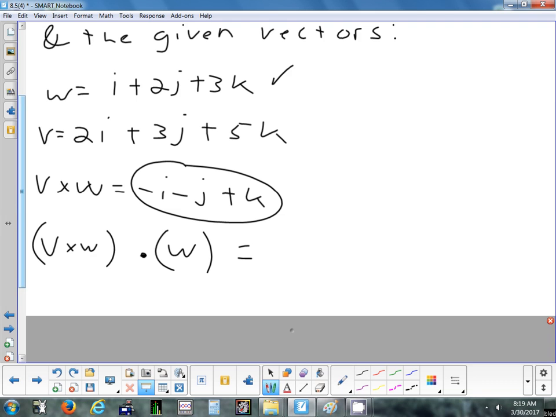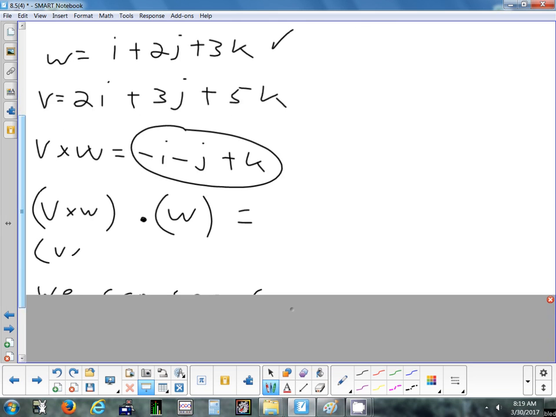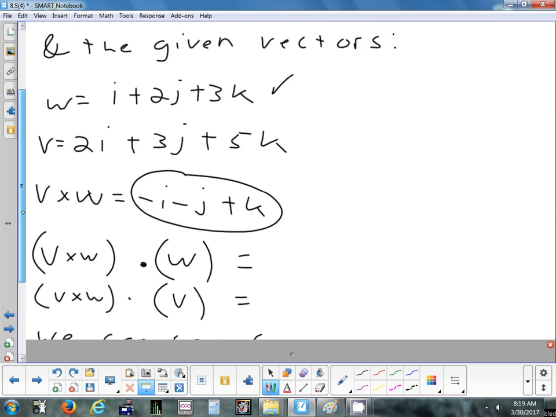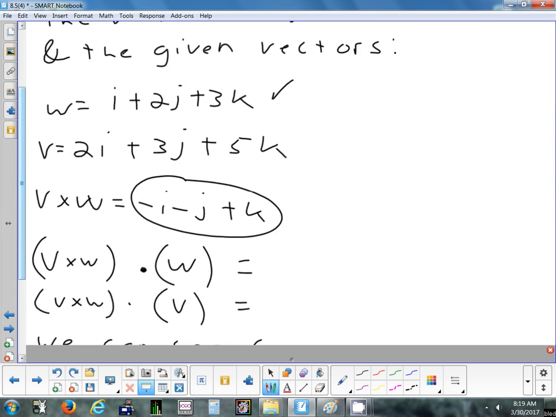Yeah, so we've already got the cross product. That's what we did. And now I'm going to find the dot product between that answer and the original vector. And I'll also do it with the other one. Right. So let's do V cross W, which I put right there. What's 1 times negative 1? Negative 1. Negative 2 times negative 1. And 3 times 1. So what's the dot product? 0. So what does that mean?